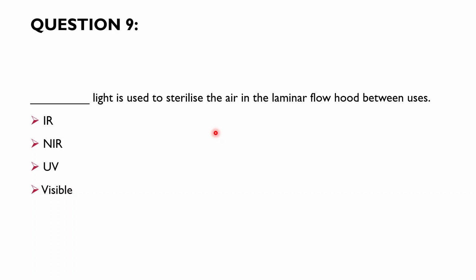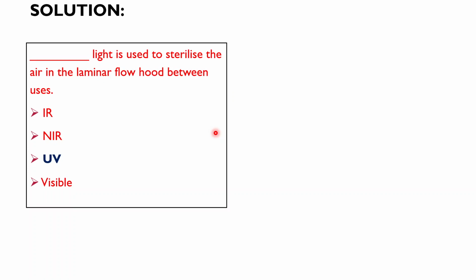This UV light must be switched off before we use the cell culture hood, because the UVC light is harmful for our skin. So let's see. Yes, the right option is option C, UV.